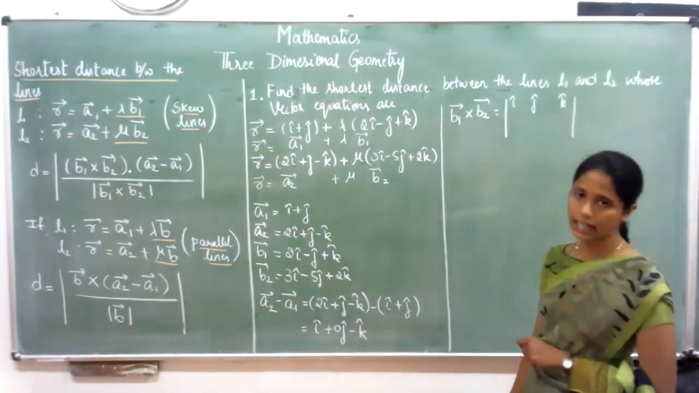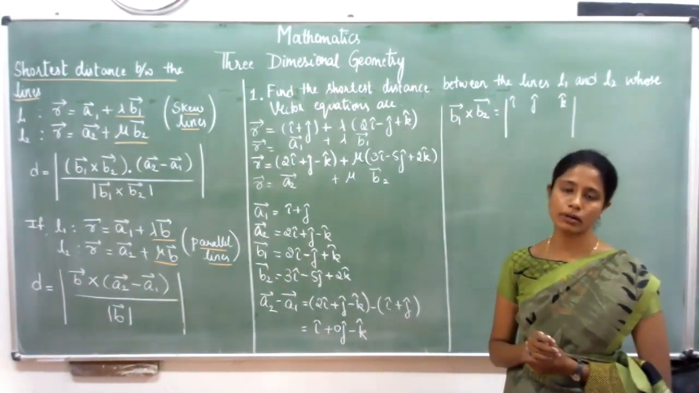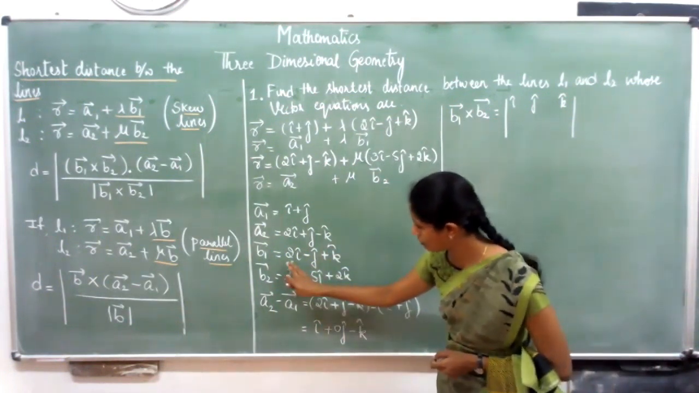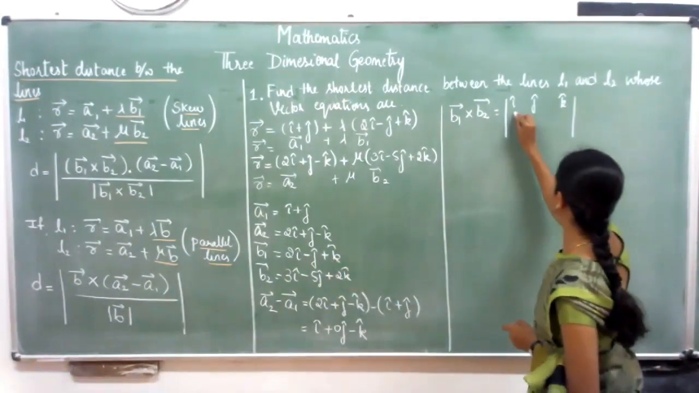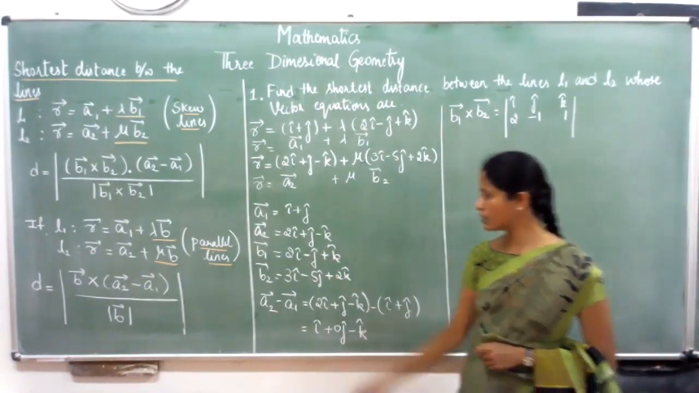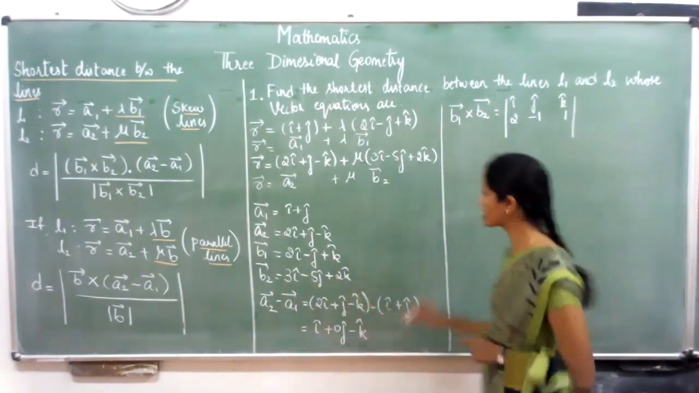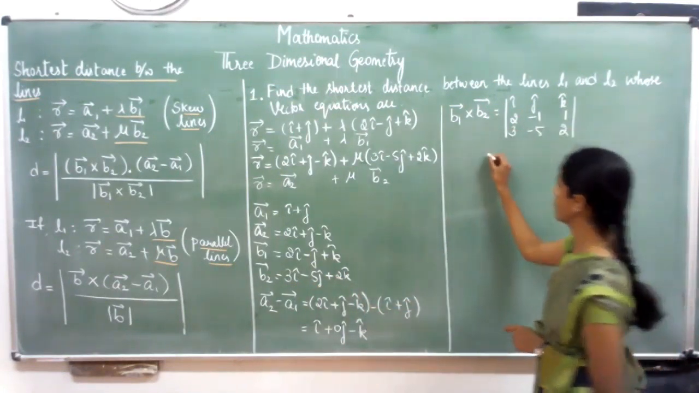Second row, the scalar components of the vector v1, and the third row is the scalar components of the vector v2. So the scalar components of the vector v1 are 2, minus 1 and 1. And the scalar components of the vector v2 are 3, minus 5 and 2. Now let us solve this.